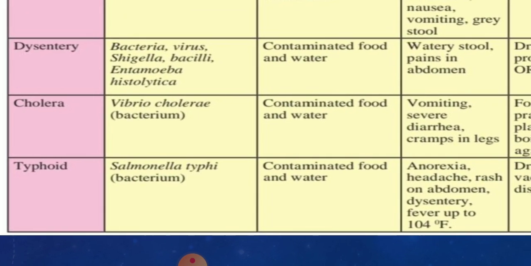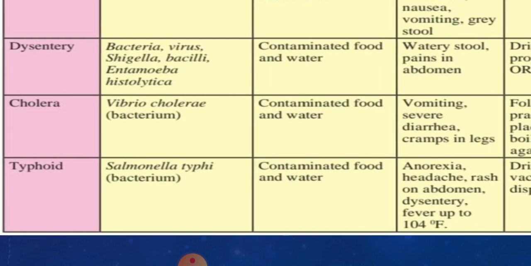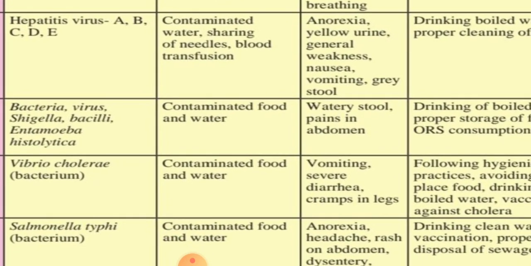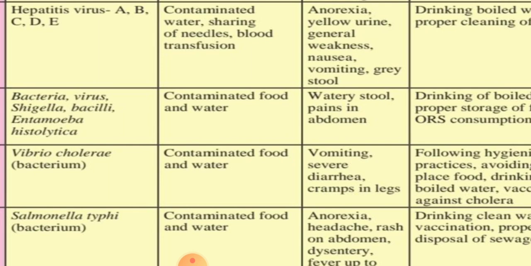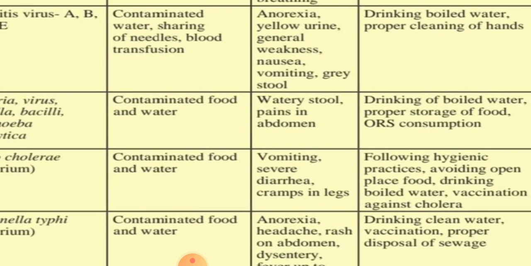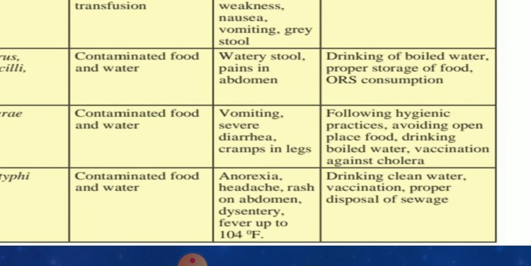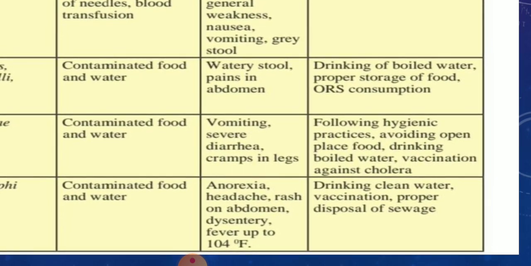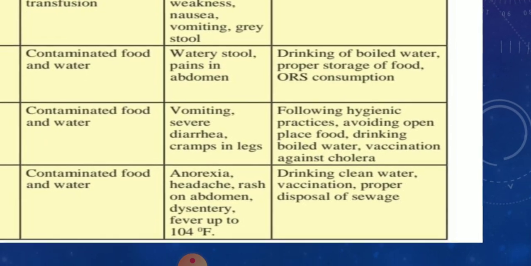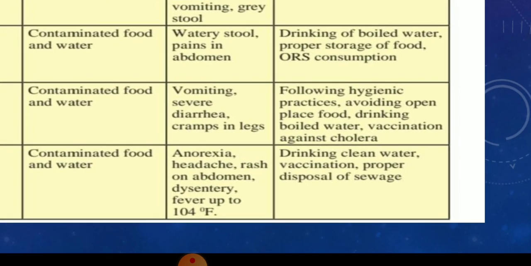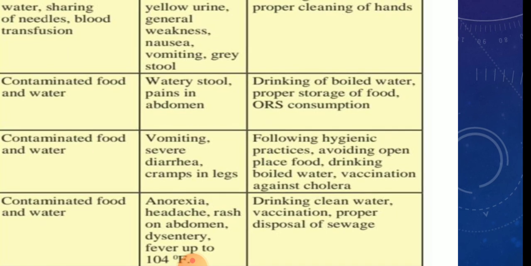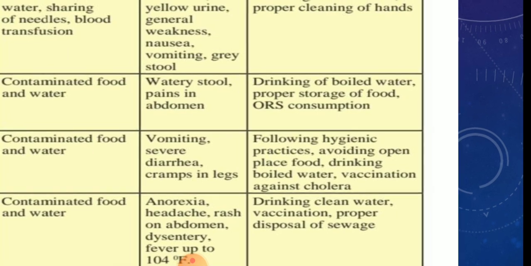Next disease is cholera. It is caused because of a bacteria named Vibrio cholerae. Mode of infection, how it spreads: it spreads through contaminated food and water. Its symptoms are vomiting, severe diarrhea. Diarrhea means the same thing, watery stool, and cramps in the legs. Your muscles will get cramps. Prevention: following hygienic practice, avoiding open place food, drinking boiled water, vaccination against cholera. This vaccination is not for lifetime. It can last only for 6 months.